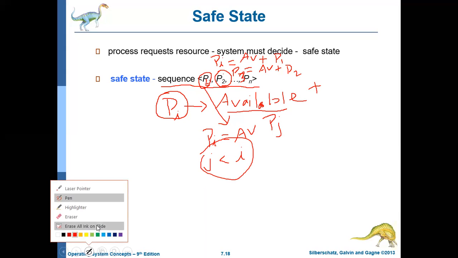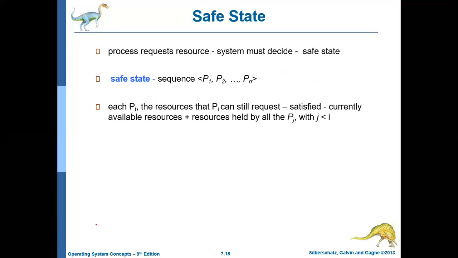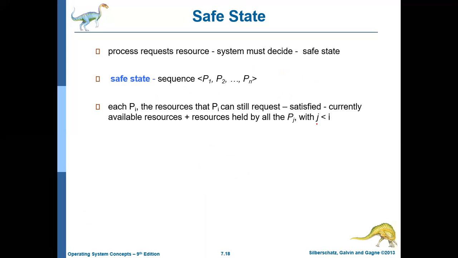So let us try to understand this with an example. Each Pi, the resources that it can still request, should be satisfied by the currently available resources plus the resources held by Pj, where j is less than i. Let us try to understand this with an example.